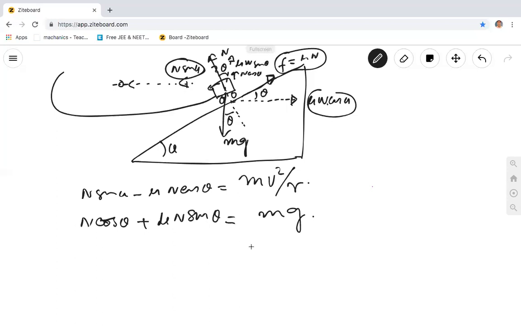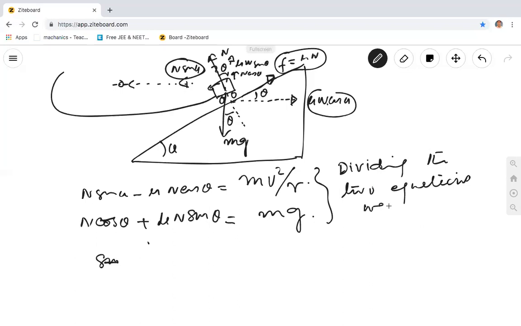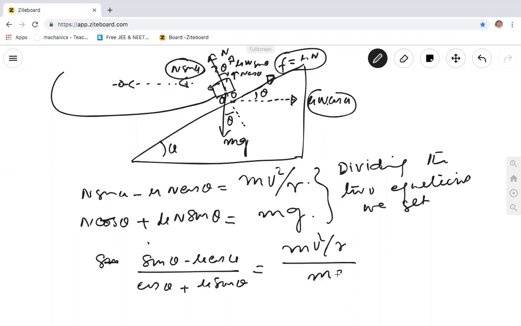Right? If I divide these two equations, what am I going to get? N cancels, so dividing the two equations we get sine theta minus mu cos theta, because N cancels off with the denominator, over cos theta plus mu sine theta, is equal to mv square by r by mg. This gets cancelled. It is v square by rg.